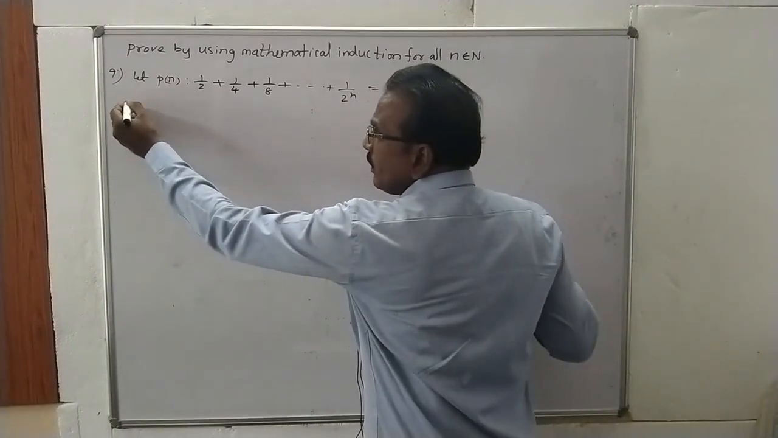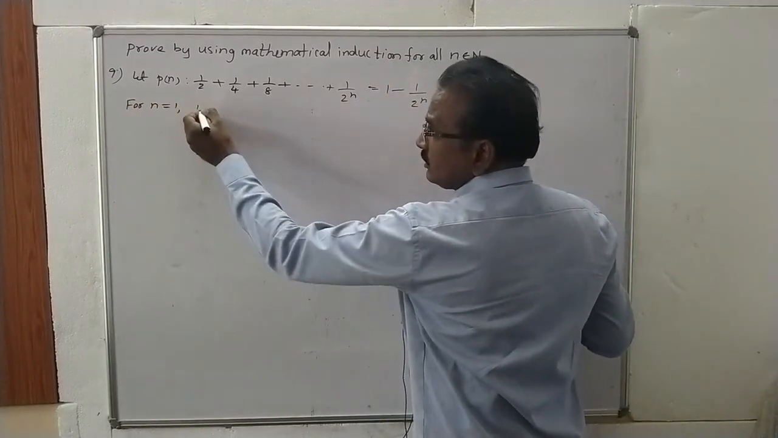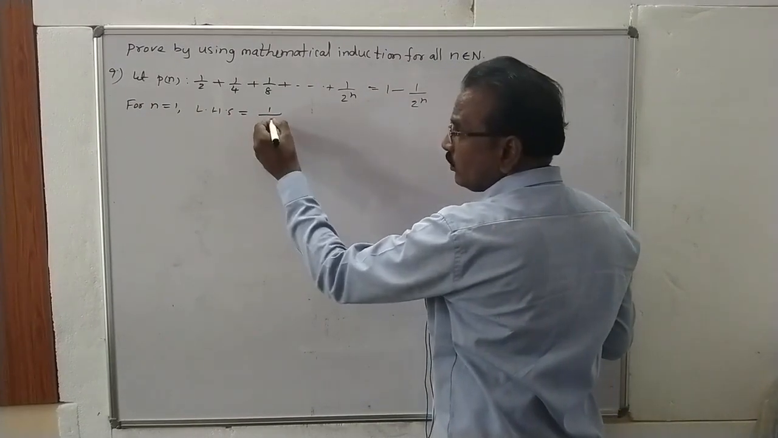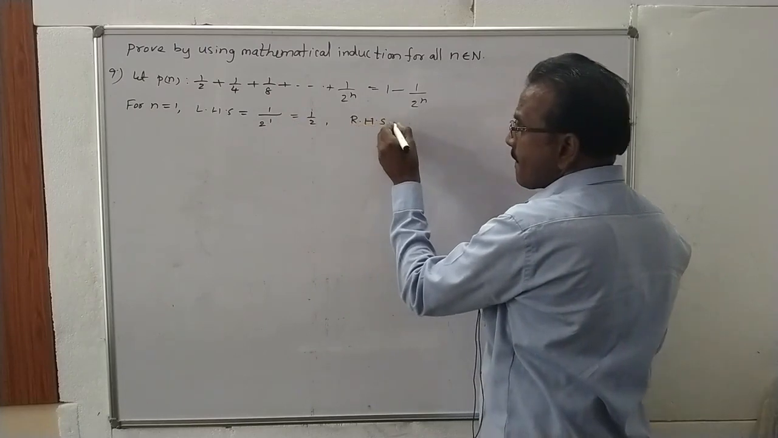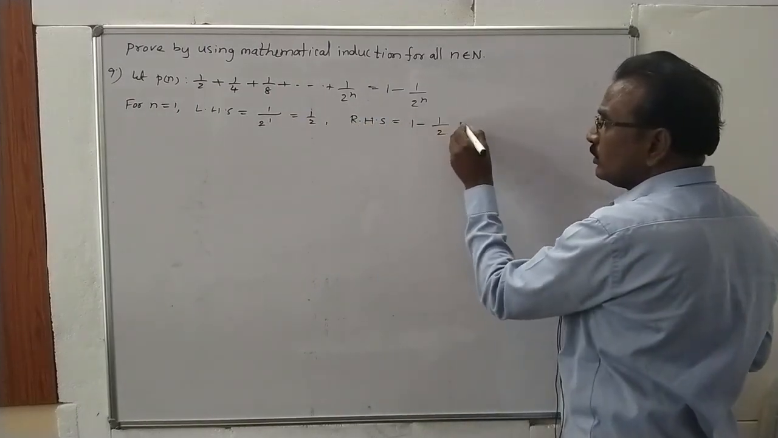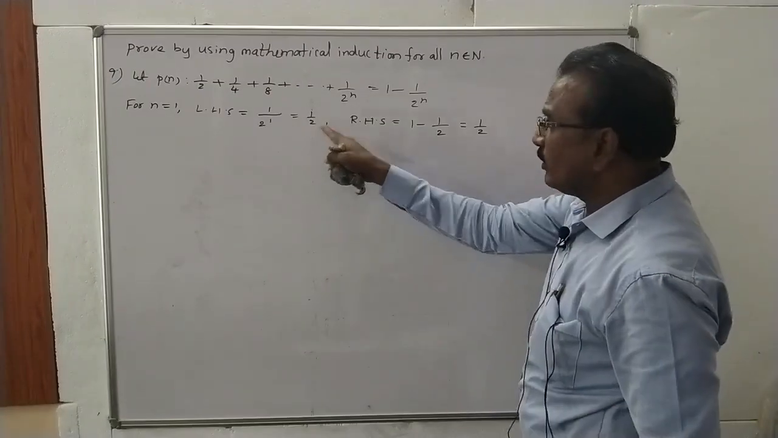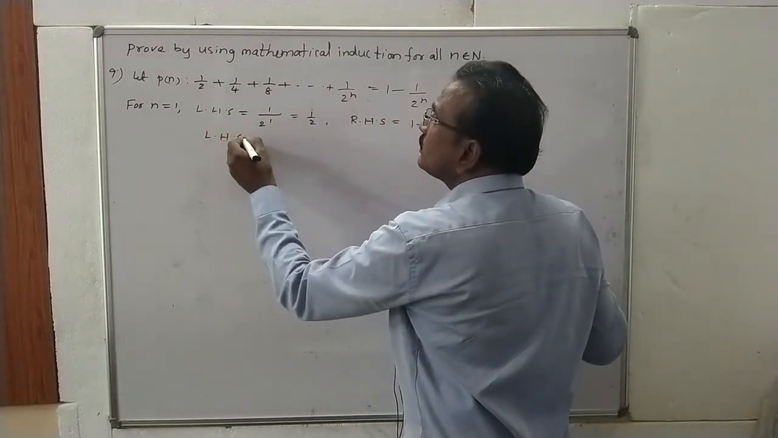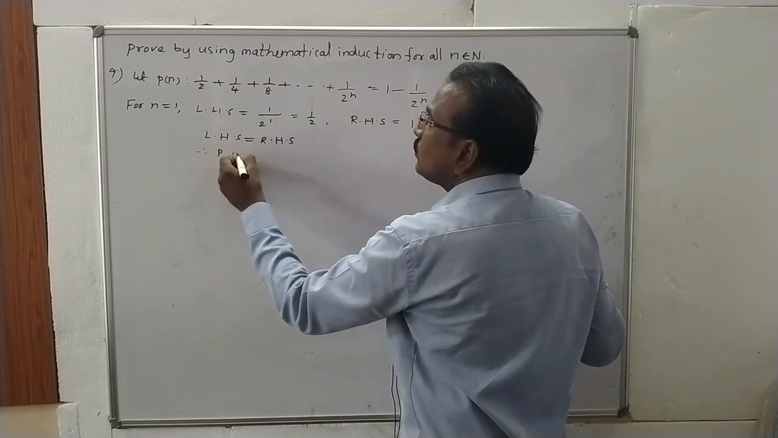So for n is equal to 1, LHS is 1 by 2 to the power of 1, that is 1 by 2. RHS is 1 minus 1 by 2 to the power of 1 is equal to 1 minus half is equal to half. So LHS is equal to 1 by 2, RHS is equal to 1 by 2. So LHS is equal to RHS. Therefore P of 1 is true.